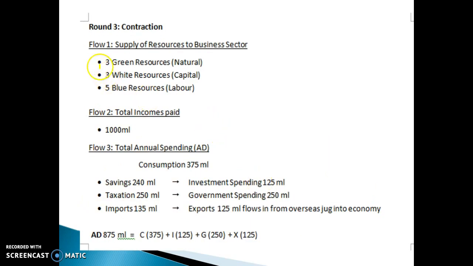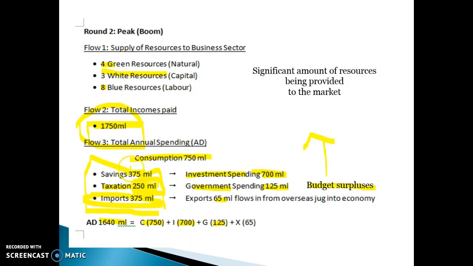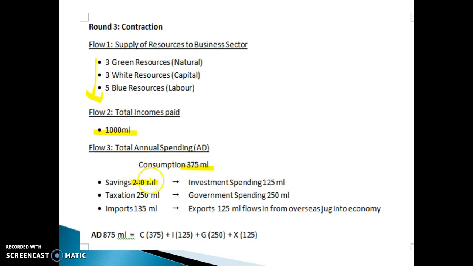Contraction: resources start to slow down. There's not as many resources provided, higher unemployment, less income. Consumption spending slows down. People start to save more, theoretically, or a higher percentage of their income. So even though savings is higher there, if I've done it correctly, and I don't know if I have, savings should be a higher percentage now. Investment spending slows down because firms aren't making as much money. Taxation will slow down because there's not as many people working. There's no real link here, but the total level of aggregate demand is lower.